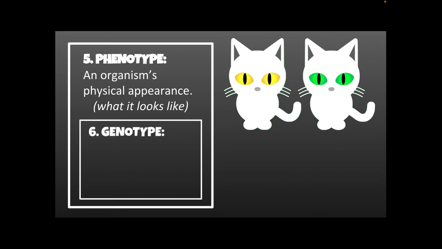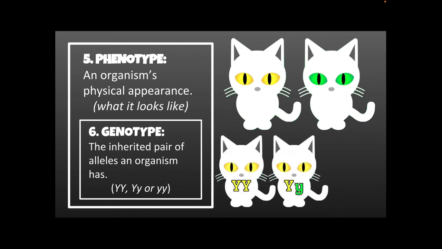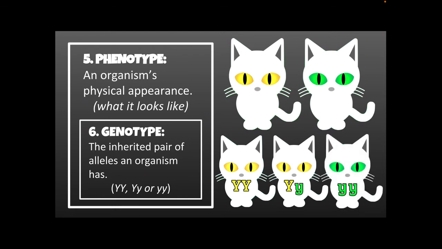Genotype is the pair of instructions received from parents, and there's three possible pairs. We can have both capitalized letters, meaning the dominant trait, in this case yellow eyes, one of each, which still looks like the dominant trait, but it's a different genotype, so capital Y, lowercase y, and both lowercase letters, which has to be the recessive trait.